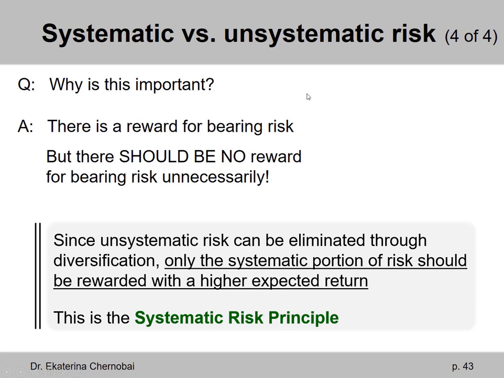So in different words, the way I would summarize what's on this slide is, when we say high risk, high return, we really mean high systematic risk, high return, rather than high total risk, high return.